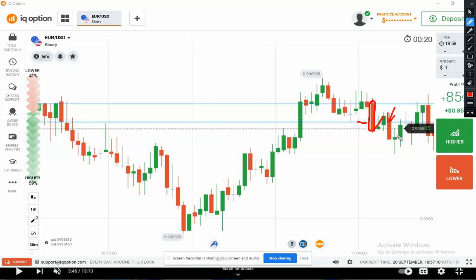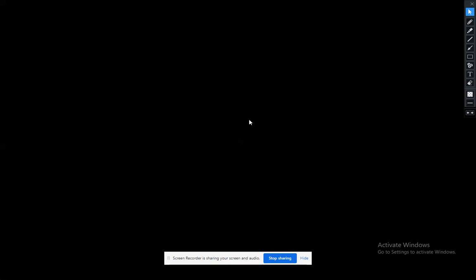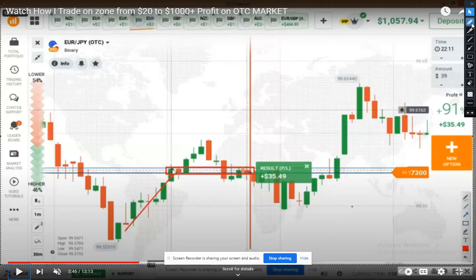So that is the first attempt. Sometimes you pay attention to the first attempt. Do not trade the second attempt. Okay, that is why I go with sellers on this trade here.